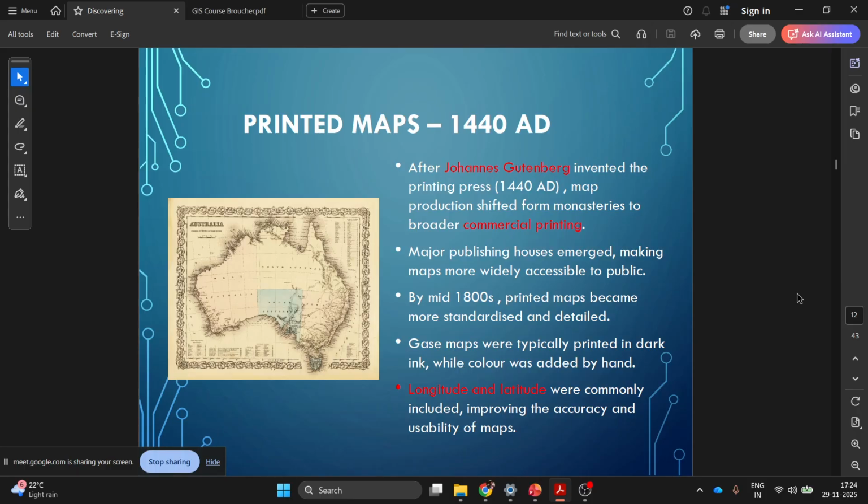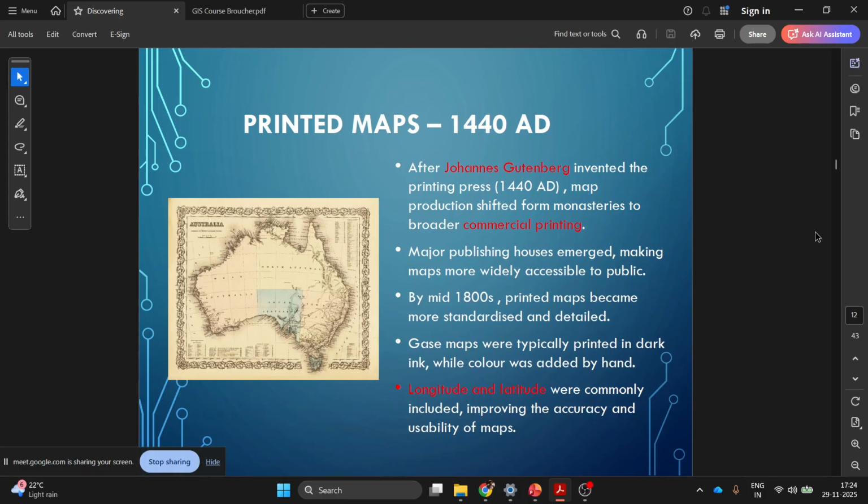And after that, in 1440 AD, printed maps were developed, once the printing press was invented by Johannes Gutenberg in 1440 AD. He developed a printed version of a map on paper. And at this time, maps started coming into the hands of local people. Map production shifted from monasteries to broader commercial printing, and major publishing houses emerged. A lot of publishers started to publish their maps.